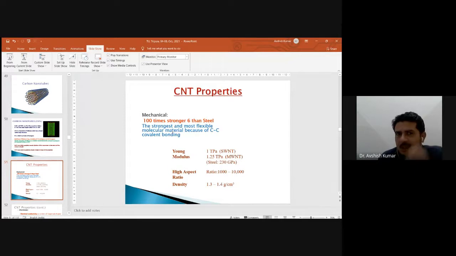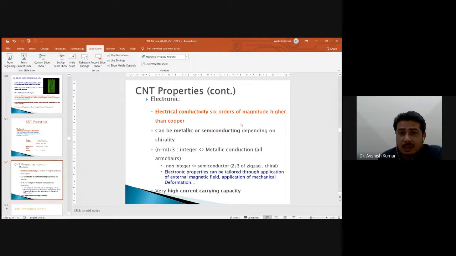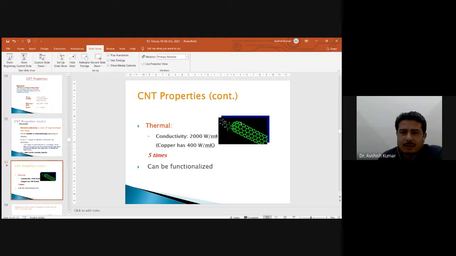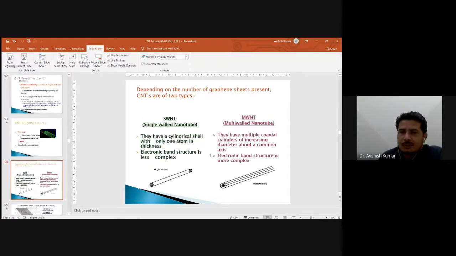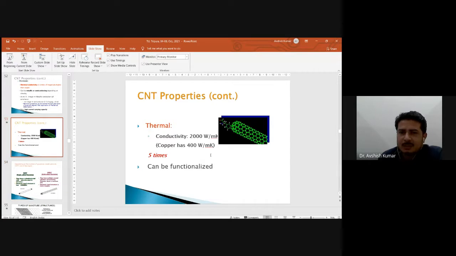If I talk about the properties of these CNTs, they have very high mechanical strength. They are 100 times stronger than steel, and their electrical conductivity is 6 orders of magnitude higher than copper. I am going through this very quickly, because I have discussed CNTs before. Thermal conductivity is 5 times more than copper, and CNTs can be functionalized to enhance absorption on the surface, or for various other applications.